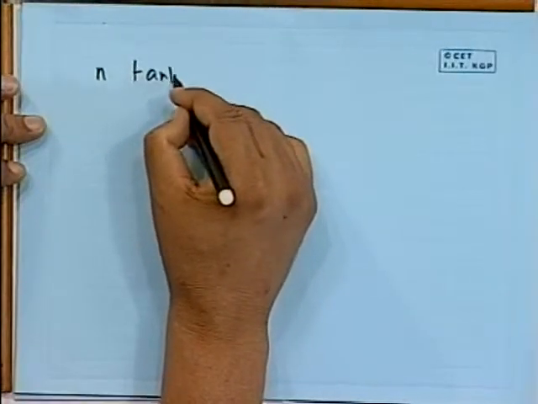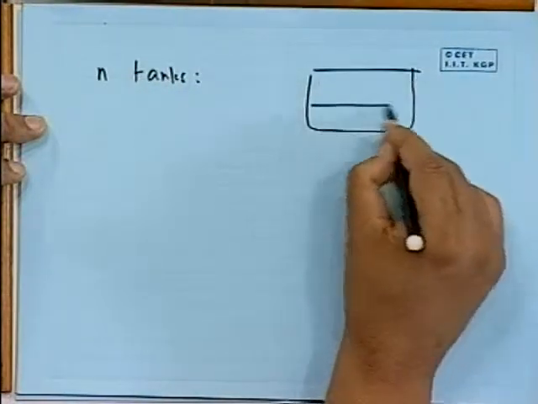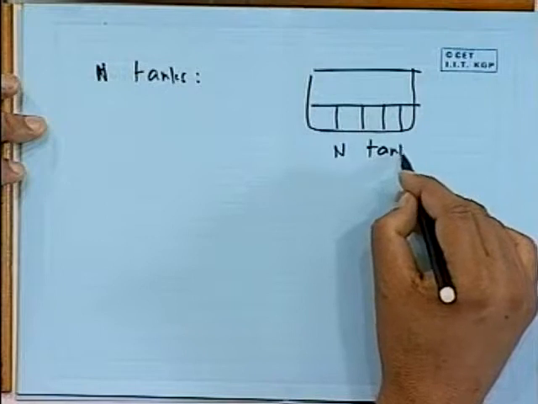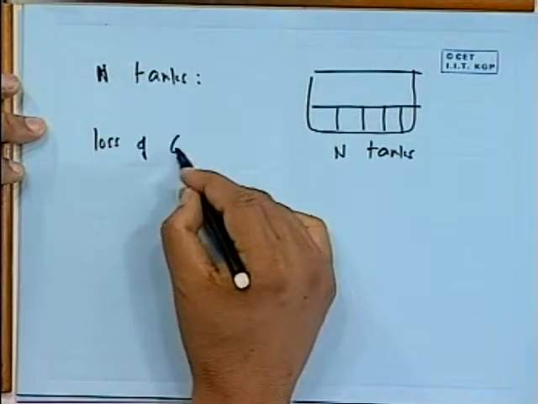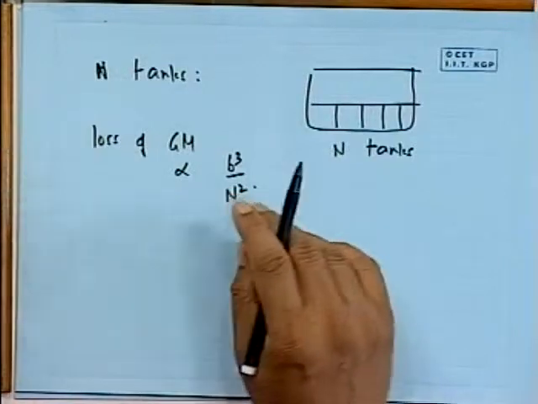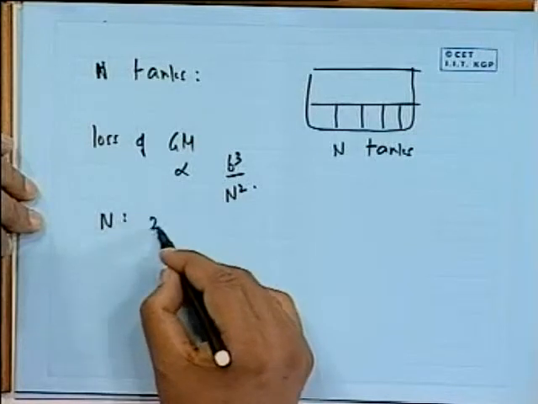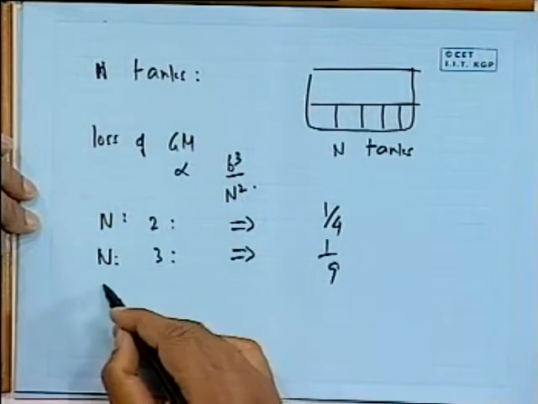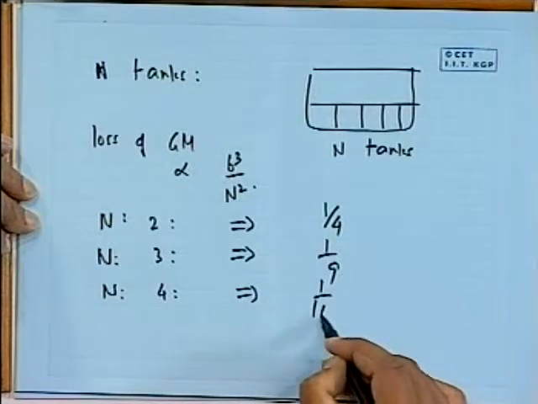Square of n. Now we will find out that if you actually use n tanks, supposing I have taken n tanks, that means the ship has n number of tanks. Loss of GM is proportional to B cube by n square. That means by subdividing the tank into n compartments, I can reduce the loss of GM by n square times. You see if n equal to 2, loss of GM is reduced by 1/4. N equal to 3, loss of GM is reduced by 1/9. N equal to 4, loss of GM is reduced by 1/16. Look at the advantage that we get.